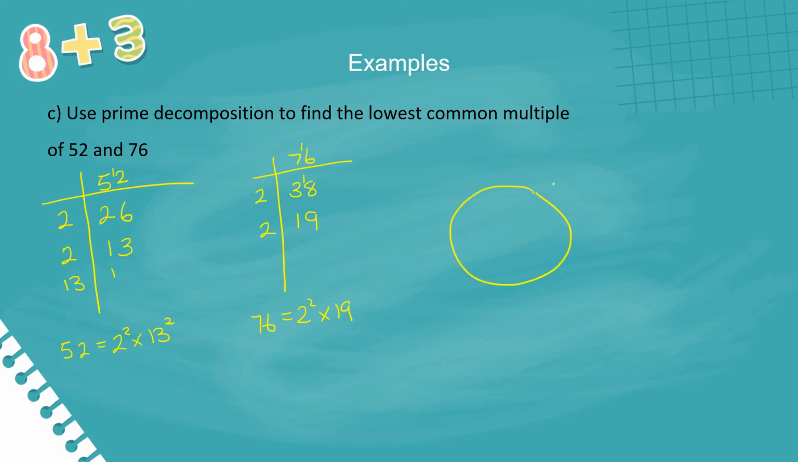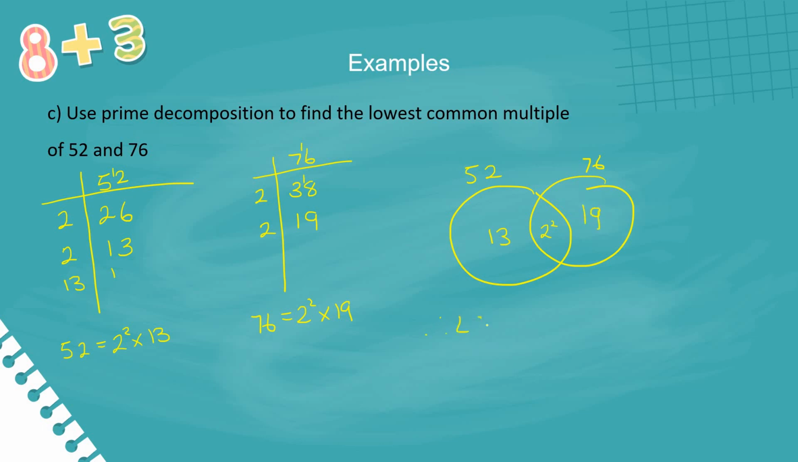If we put it into our little Venn diagram, 52 and 76, which factors are in common? Oh, sorry, there shouldn't have been. Just made a little mistake there. We didn't need that little 2. Okay. 2 squared is common to both. 52 also has a factor of 13. 76 also has a factor of 19.